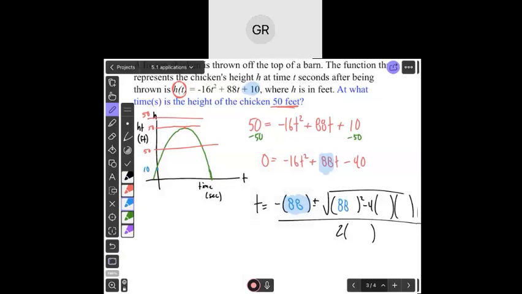Jaden, what goes here? The negative 16. Negative 16, our a value.